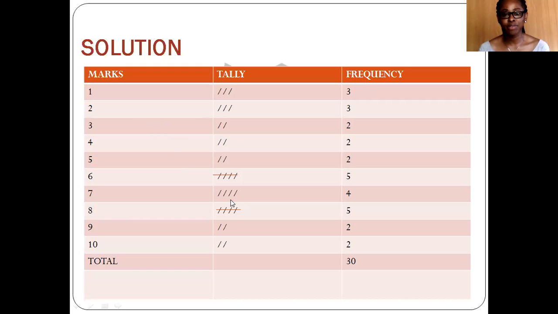So you can see from our frequency table, the information has been arranged. So you can understand this information now. So let us check how many students scored 10 marks.